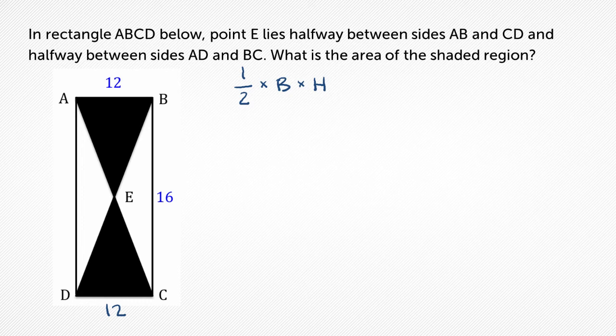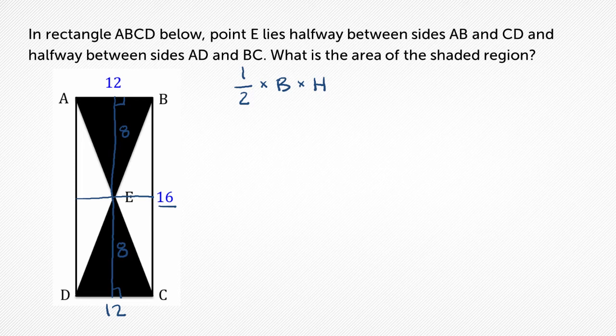Well, remember, the height of a triangle meets the base at a 90-degree angle. So here are the heights of each of the triangles. Well, what are those heights? I know that point E is halfway between side lengths AD and BC. So I'm going to cut that distance in half to find each of my heights. I know that the total side length is 16. 16 divided by 2 is 8. That means the height of each of these triangles is 8.